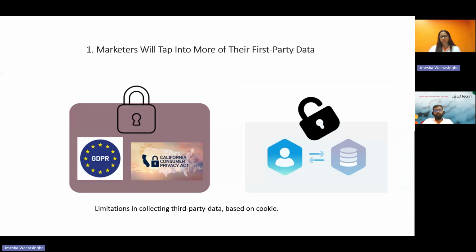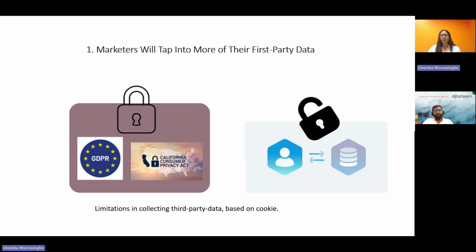What is first-party data? First-party data is data you collect from users with their consent. I'm sure we have all gone through this: say you want to download an ebook, you need to give your email address, or you come across a lead form, you give your name, contact number, and other information. With consent, you input your information or give it to the company. So that is first-party data.